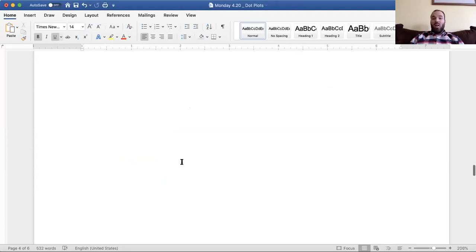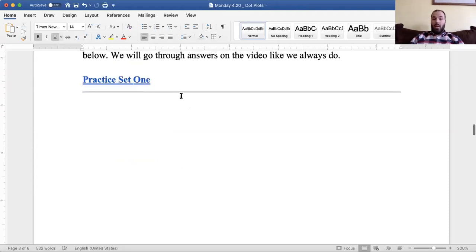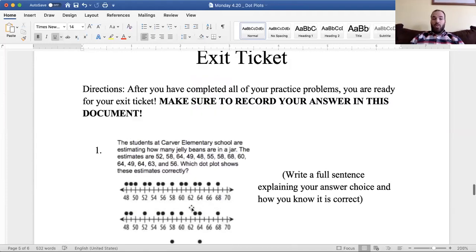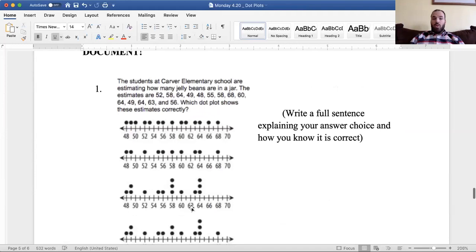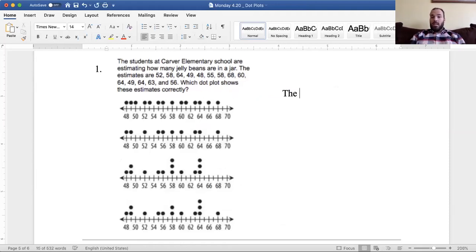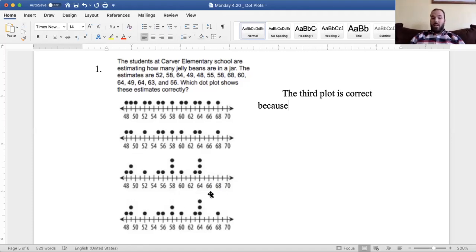Okay, if you have finished all 4 practice sets, there was 1 under practice 1, there were 3 under practice 2, you're now ready for your exit ticket. In your Word document, you're going to read this question and you're going to highlight this and replace it with your answer. Which dot plot? The second dot plot or the third dot plot? And make sure you explain to me why you picked that answer. Okay, so first, second, third, or fourth, which one is correct and how do you know? Then make sure you press turn it in, and that's how I'll know you're done.